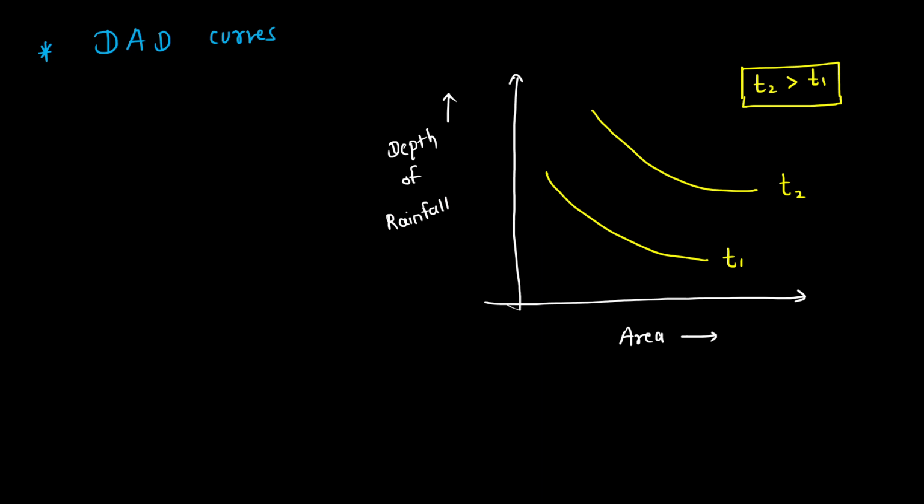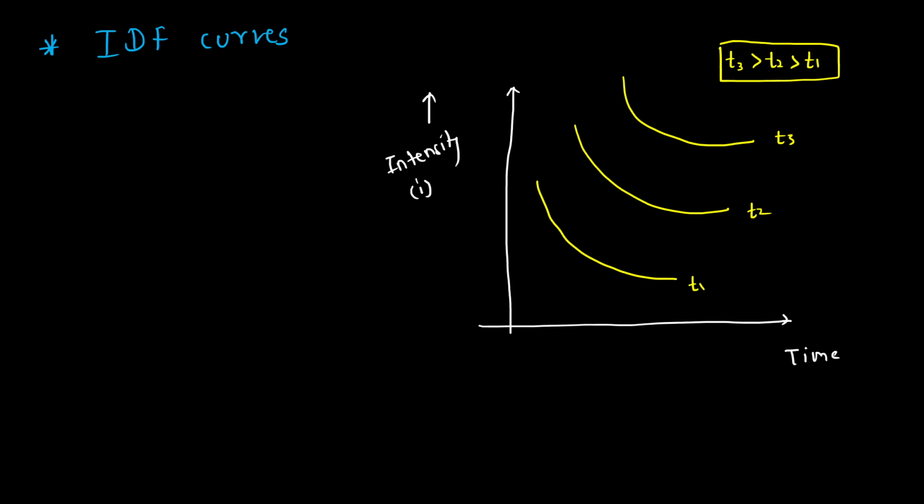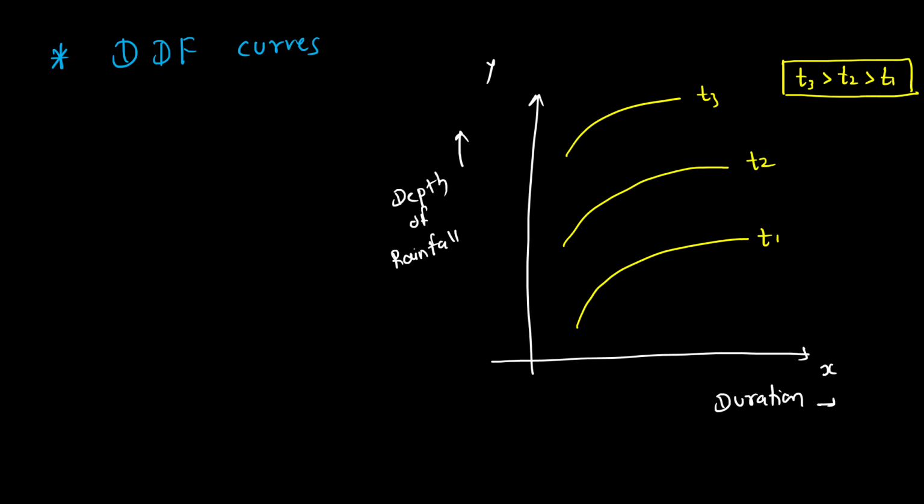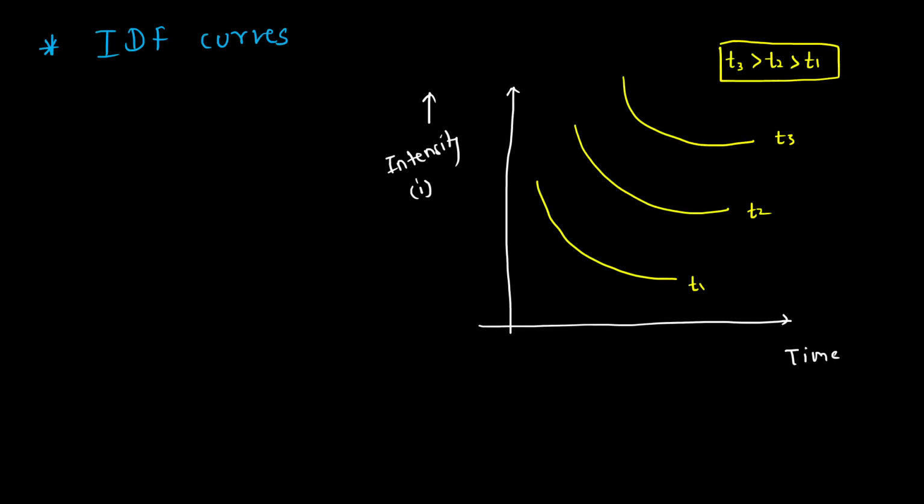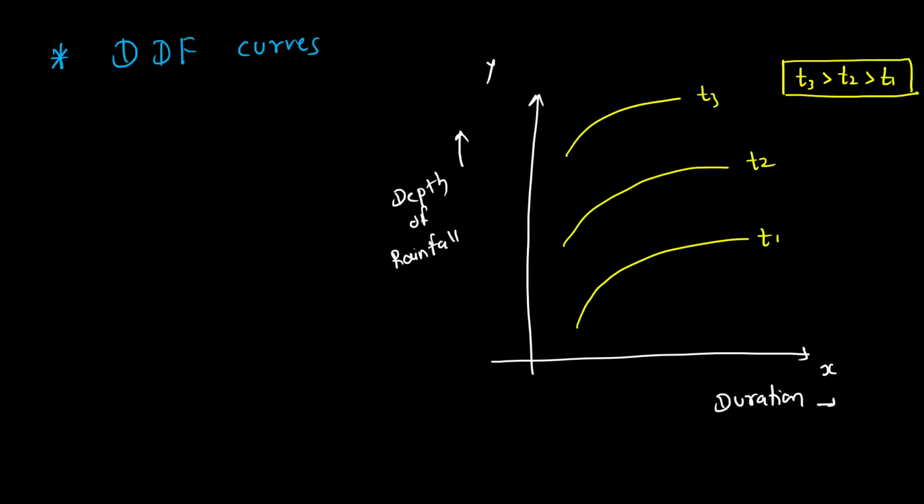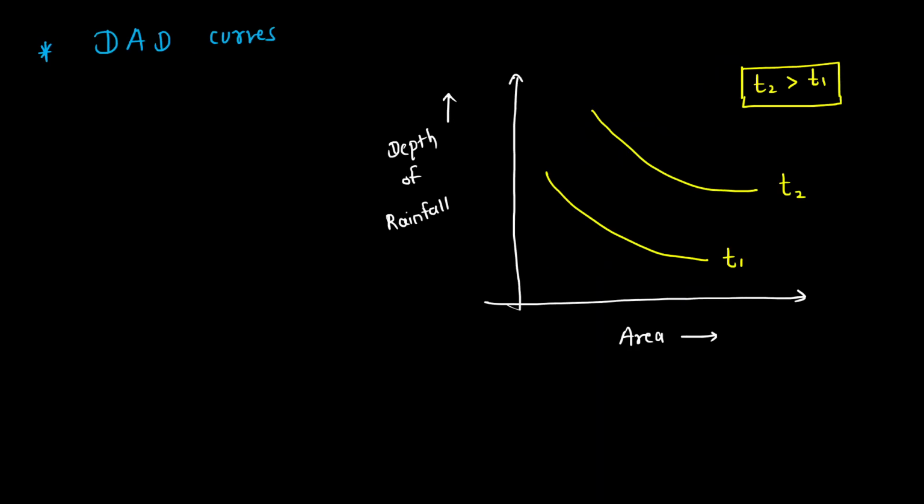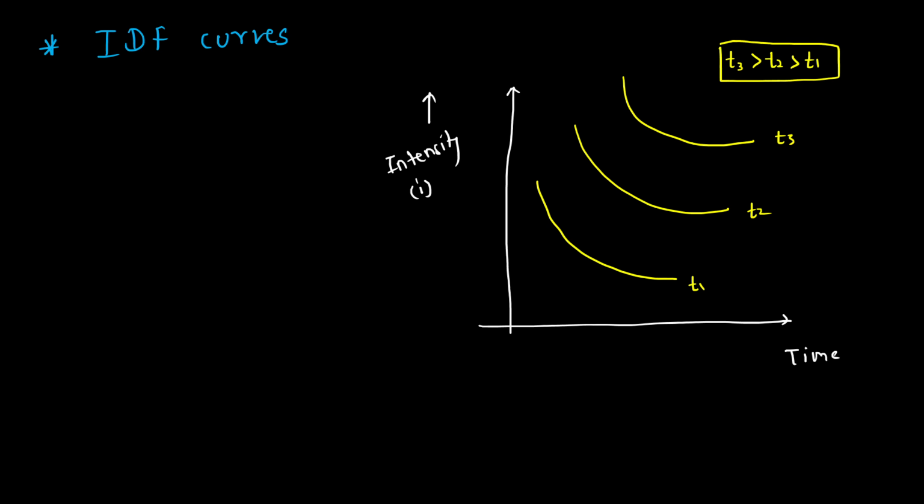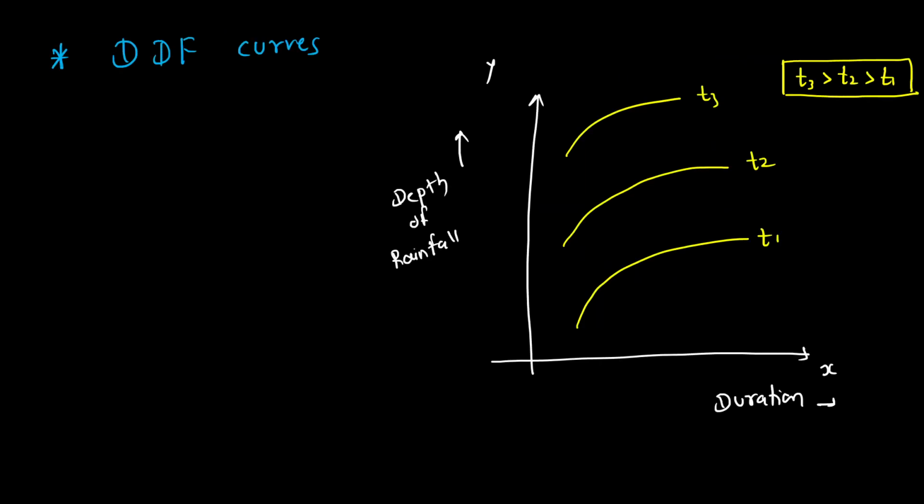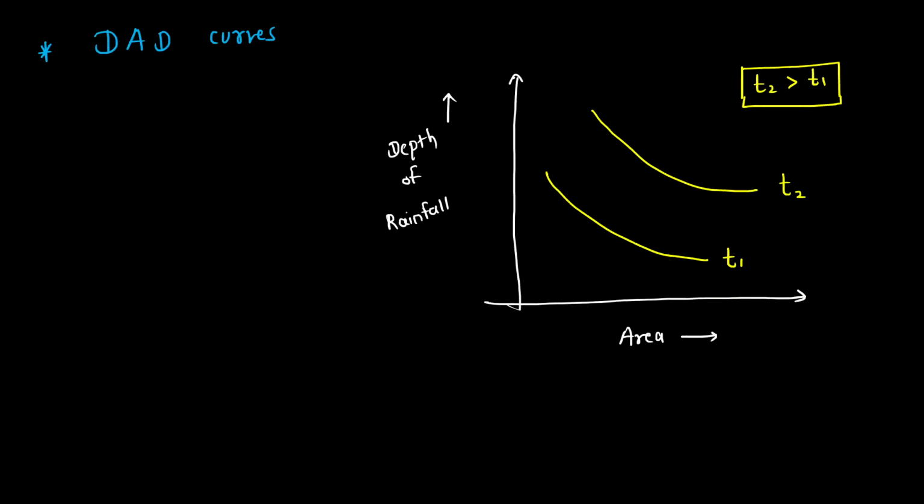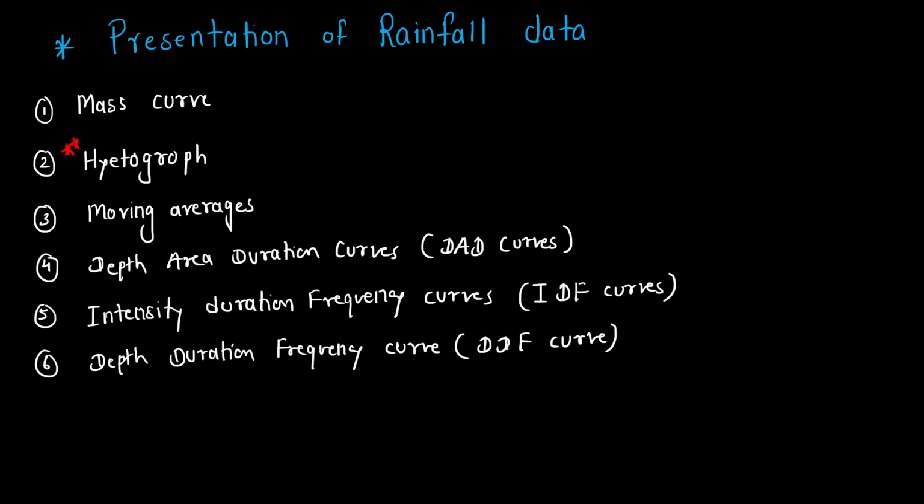DAD curves are a plot between depth of rainfall and area. Second, IDF curves are a plot between intensity of rainfall and time. Similarly, DDF is a plot between depth of rainfall and duration. Other than this, there can be a graphical question like which of the following curves are IDF curves or DDF curves. By looking at the curves, you should be able to tell whether it is an IDF or DAD curve. DAD curves and IDF curves are similar, whereas DDF curves are somewhat different from these two. Remember these 3 points, and with this we have completed the presentation of rainfall data part completely. Most of the questions will be from this only. I have almost covered all the important points from the presentation of rainfall data.